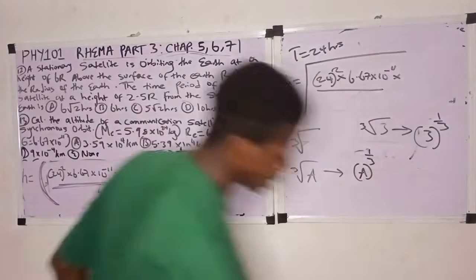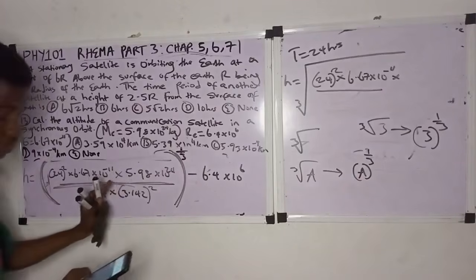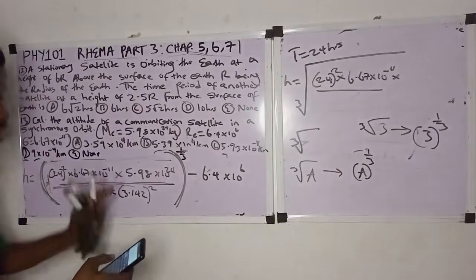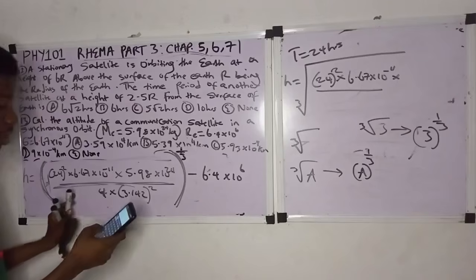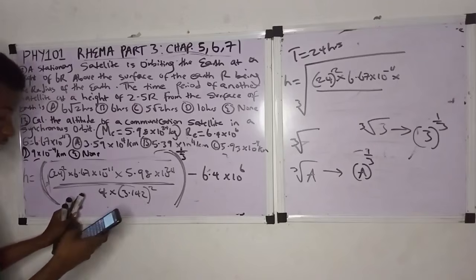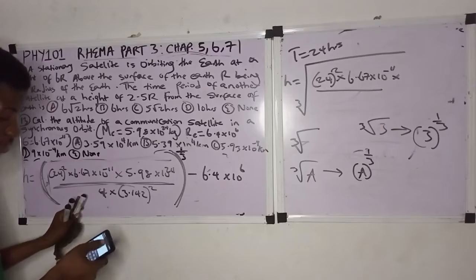So let's just do it together. Let me show you. At first, bring out brackets, then switch to fraction mode in your calculator. Then let's continue. Bracket open 24 hours, 24, bracket close, all squared, then times 6.67 times 10 raised to the power of minus 11.